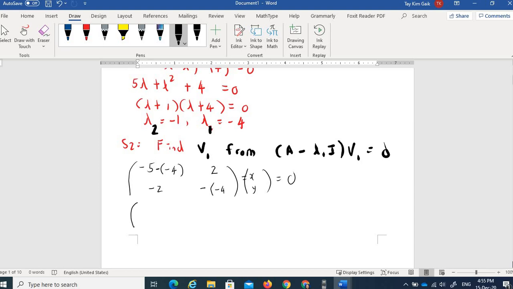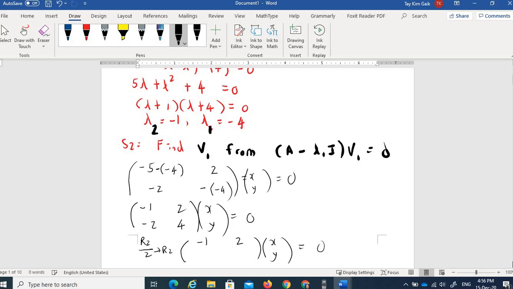So you have here negative 5 plus 4, so negative 1, negative 2, 2, and this is positive 4, times x y equal to 0. Okay, for those who find it difficult to see whether these two rows are equivalent, you may just take any row. But in this case, you see if you divide row 2 by 2, there's no change to row 1. So negative 2 divided by 2 is negative 1, 4 divided by 2 is 2.